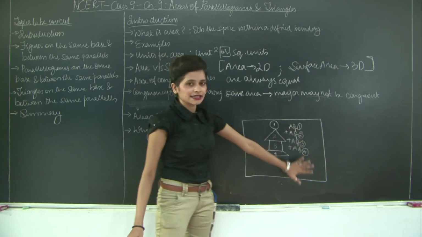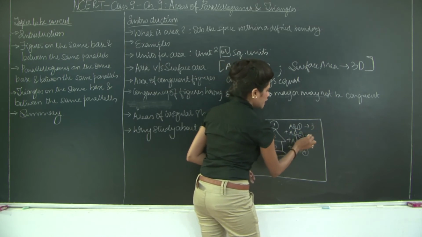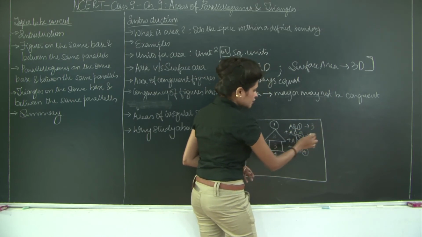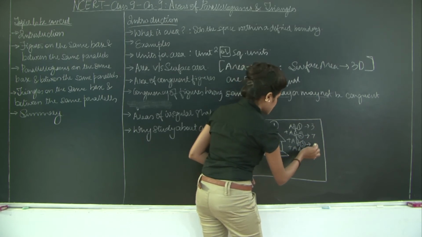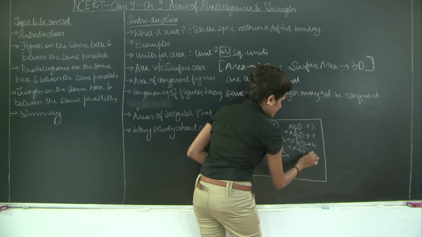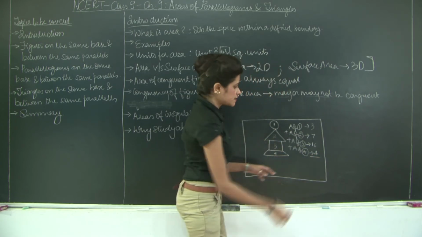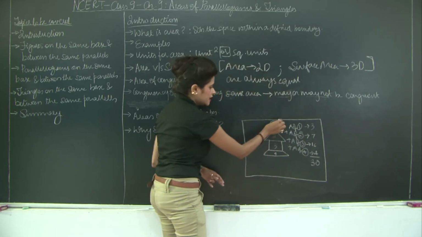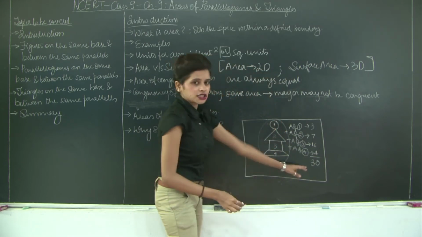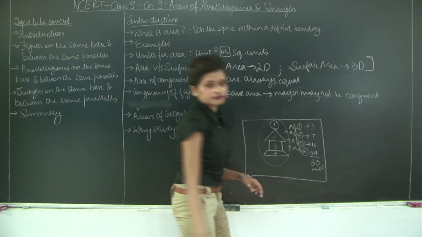When you add these areas, let's say the area of my circle is 3, the area of my triangle is 7, the area of my square is 16 and the area of my trapezium is 4. How much would this be? 30. So area of my house, this entire house is 30 unit square.